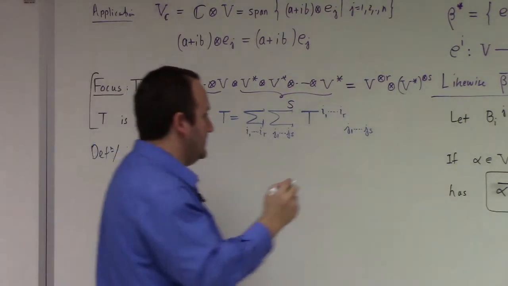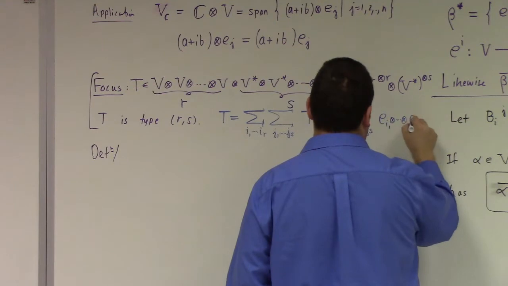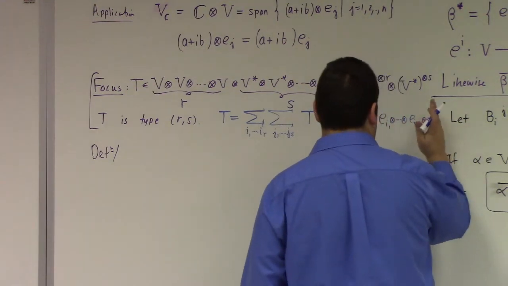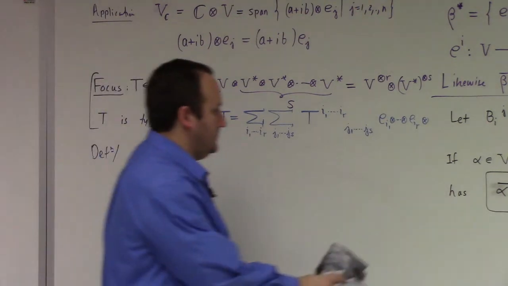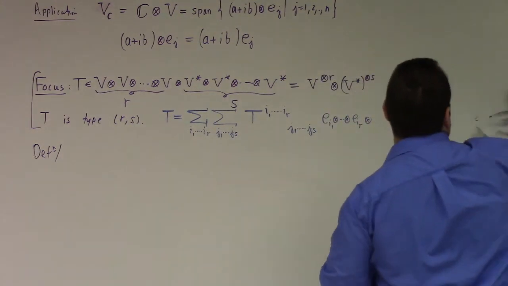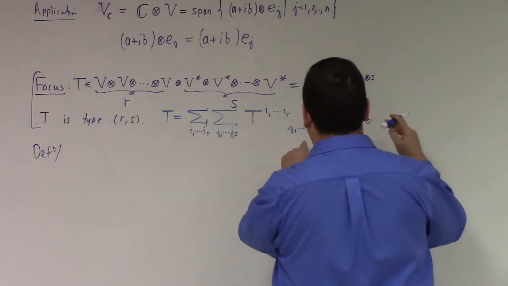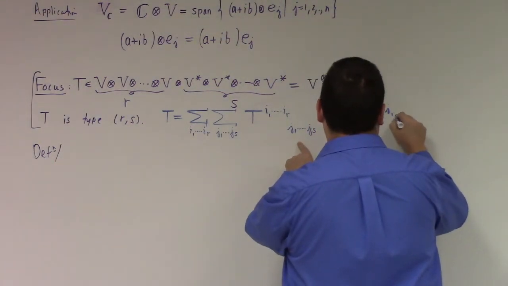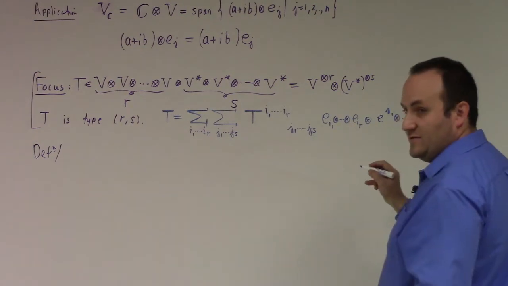And then I do e_{i_1} tensor through e_{i_r} tensor, and then what we have is e^{j_1} tensor through e^{j_s}. Now, I think you'll be very happy when I tell you that you can write this in multi-index notation as follows.